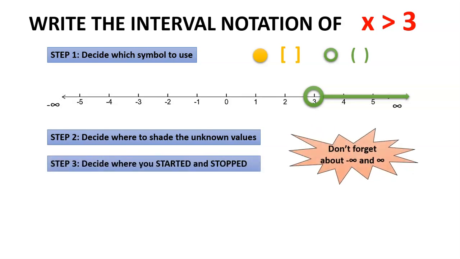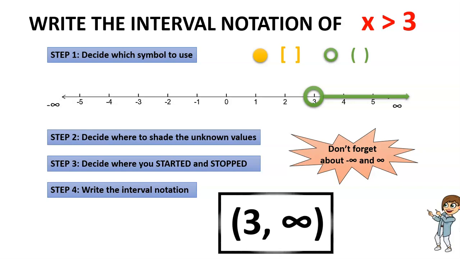Step 3, decide where you started and where you stopped. Don't forget about the negative and positive infinity. So think about, where did this stop? Look at the green part. Where did it start and where did it end? Step 4 is to write your interval notation. Since we used an open circle, it's going to start with a parenthesis. On the 3 is where it starts. We have a comma, and the boundary ends at positive infinity. And don't forget that infinities always have a parenthesis sign.